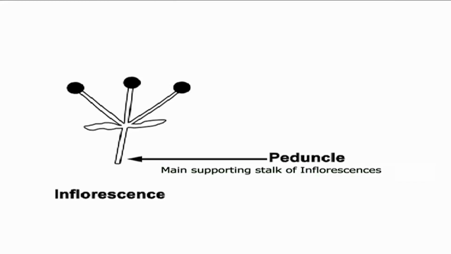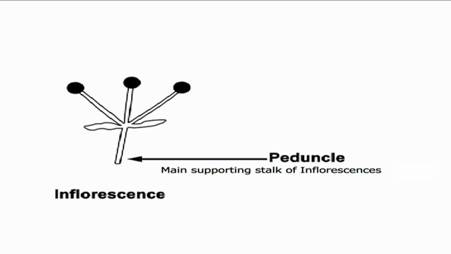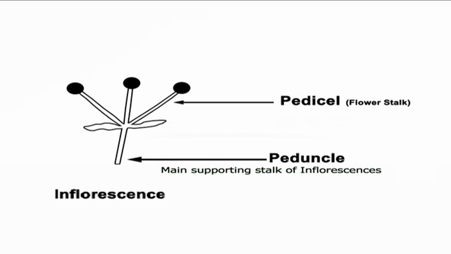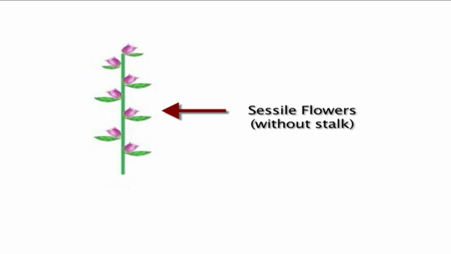The stalk of an inflorescence is known as peduncle and the main axis bearing the flowers within the inflorescence is called the rachis. The peduncle usually bears no leaves. Each flower may be attached to the main axis by a stalk called a pedicel and the flowers are thus termed as pedicellate. Sometimes the flowers do not possess a stalk and are termed as sessile.